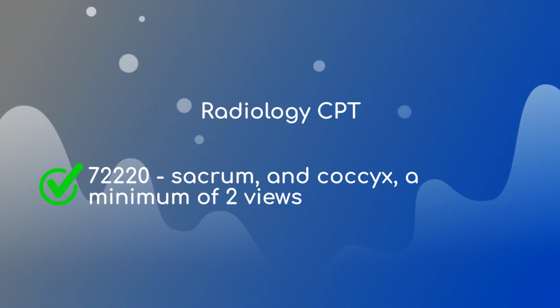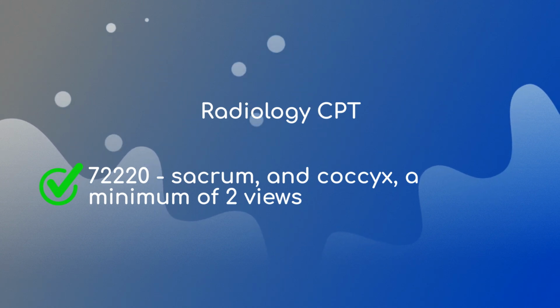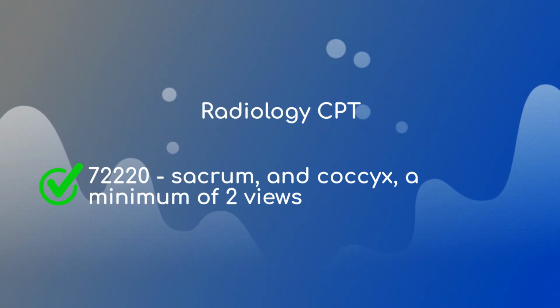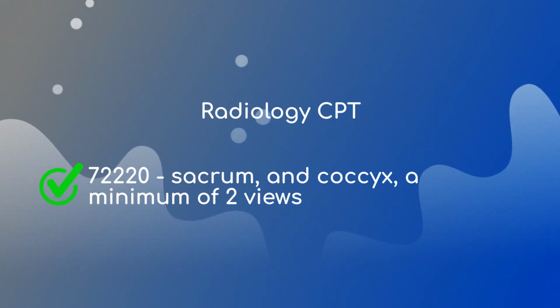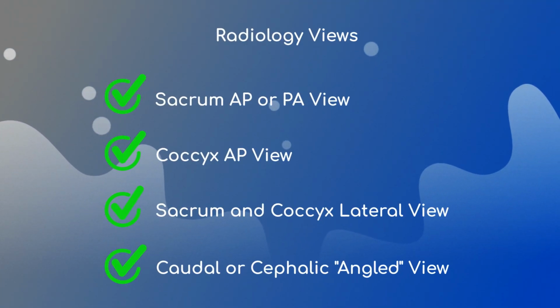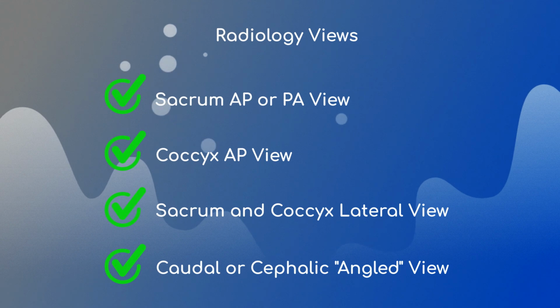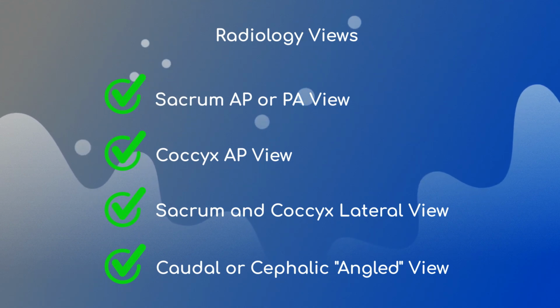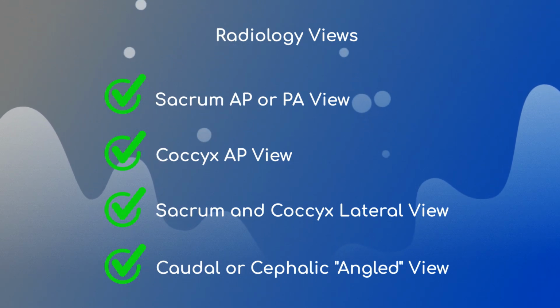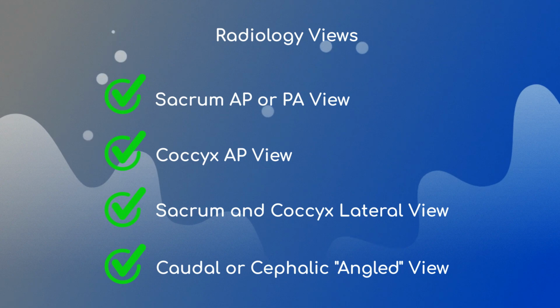72220, radiologic examination, sacrum and coccyx, a minimum of 2 views. X-ray showing 2 or more views of the base of the spine, sacrum, and tailbone, coccyx. These views are used to evaluate the sacrum and coccyx adjacent structures. The number and type of views directly affect CPT code selection. Sacrum AP or PA view, coccyx AP view, sacrum and coccyx lateral view, and caudal or cephalic angled view.